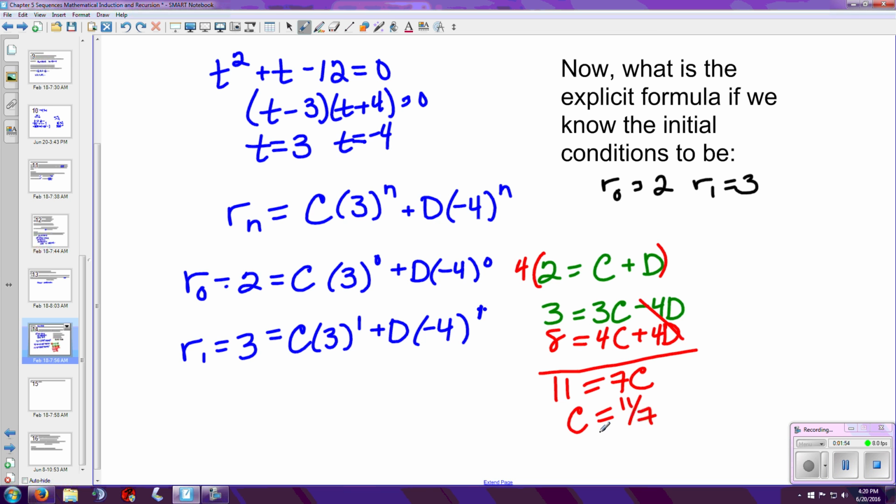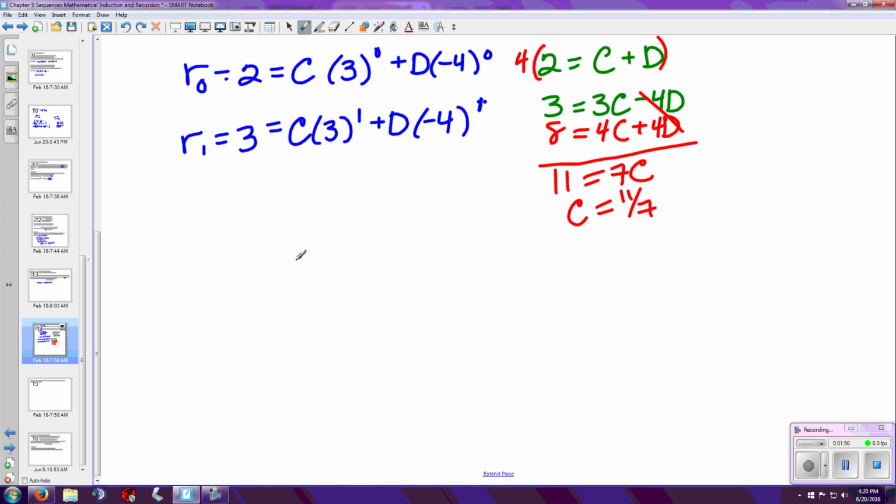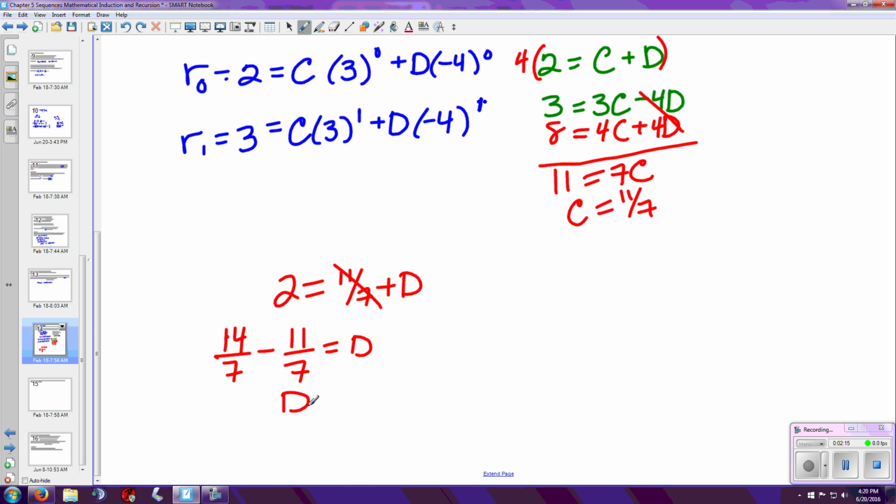And then what does d equal? Well, plug in to find out. 2 equals 11 sevenths plus d. So we subtract over, so you have 2, let's make that a common denominator of 7, so it's 14 over 7 minus 11 over 7 equals d. So d has to equal 3 sevenths. How do we know that we've done this correctly? 3 and 11 is 14 over 7 is 2.